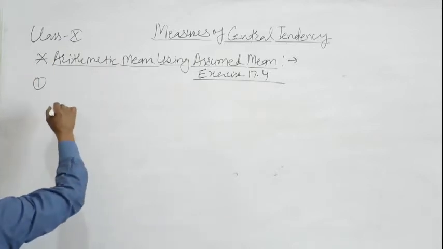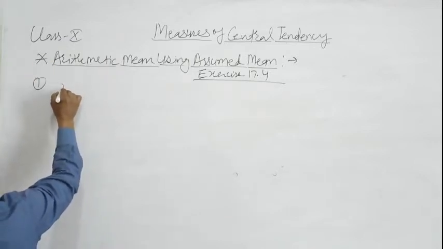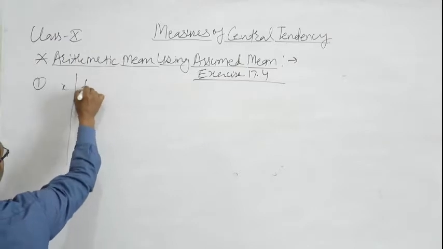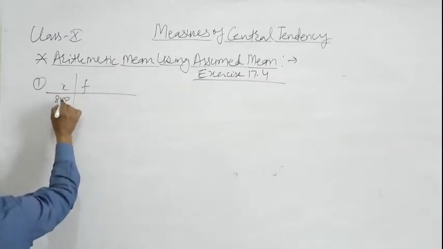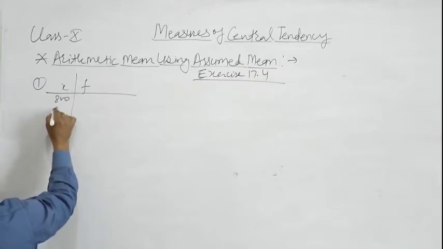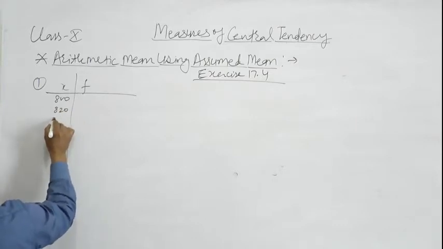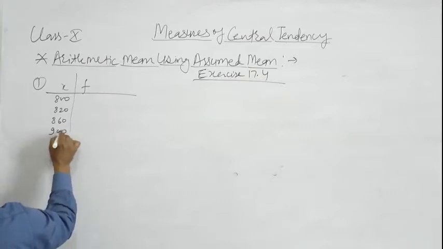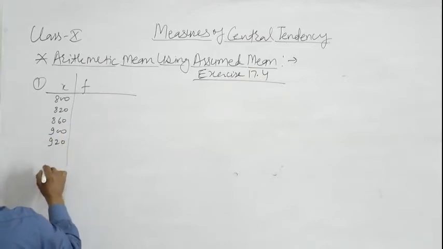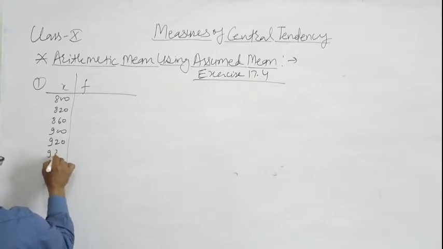First question. In this question we have values of x and their frequencies. Values of x are 800, 820, 860, 900, 920, 980, 1000.